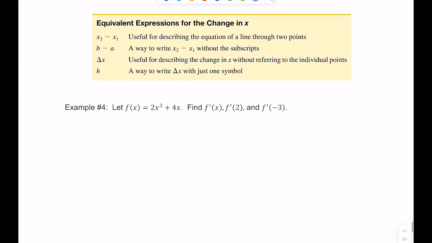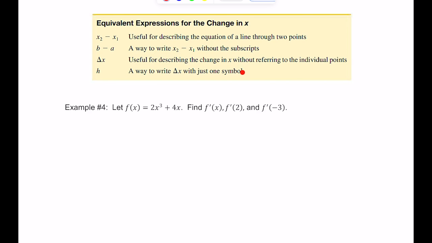These are just some equivalent expressions when you see the phrase change in x, right? x2 minus x1 is used for describing the equation of a line through 2 points. We use b minus a. You may have seen that in some of the formulas that we've reviewed. It's just a way to write x2 minus x1 without using subscripts. Change in x is useful for describing the change in x without referring to the individual points. And h is a way to write change in x with just one symbol.